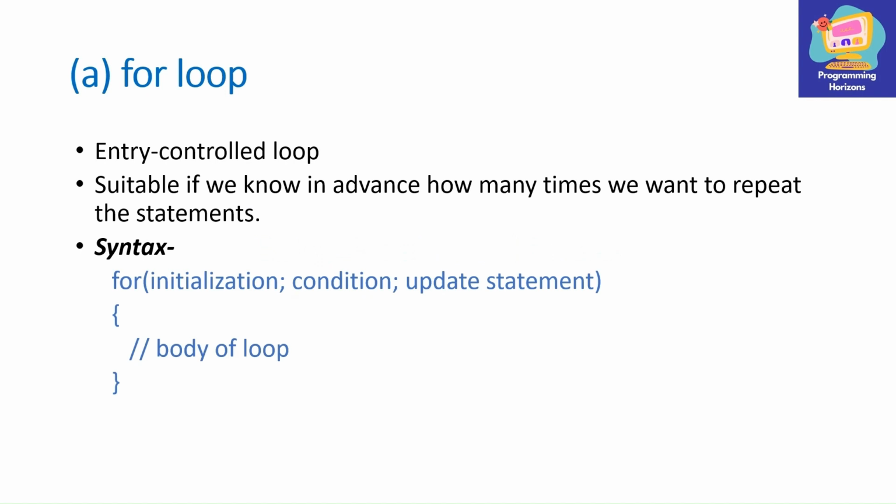The first type of loop is a for loop. It is an entry controlled loop which is suitable if we know in advance how many times we want to repeat the statements or execute the loop body. The syntax of the for loop is like this. We first mention the keyword for. After that, inside the bracket, we write the initialization statement, which means we initialize the loop variable which is responsible for the execution of the loop.